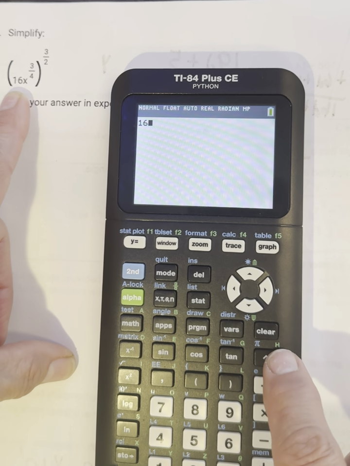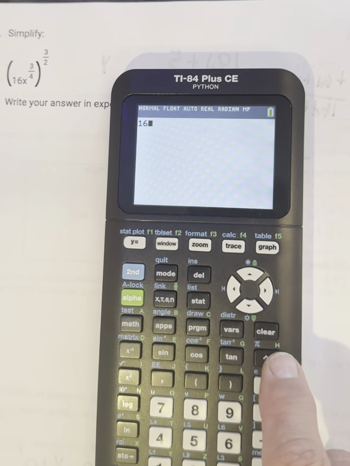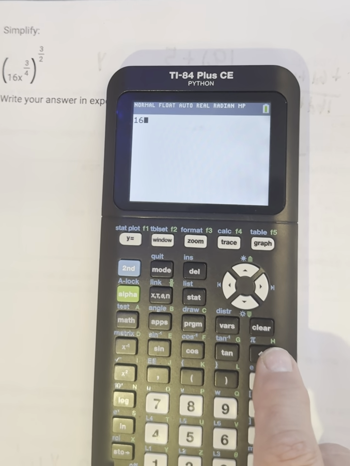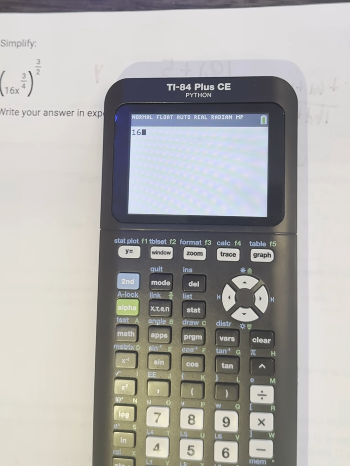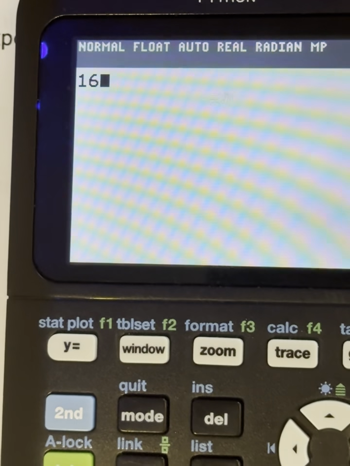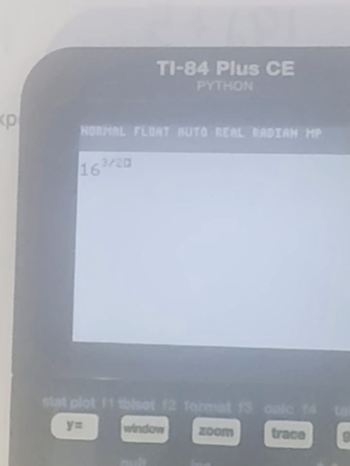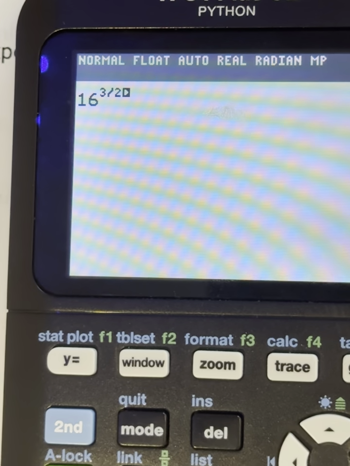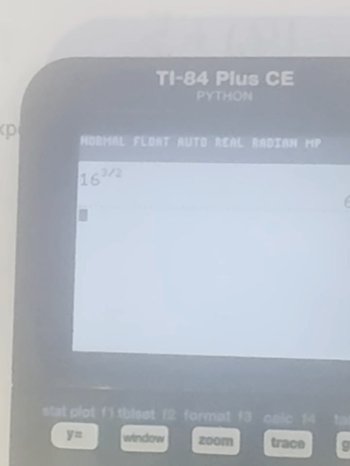On the calculator, use the caret symbol over division, and raise it to the 3/2. 3 divided by 2. Press enter, and that gives you that 64. So you take the number and raise it to the outside power.